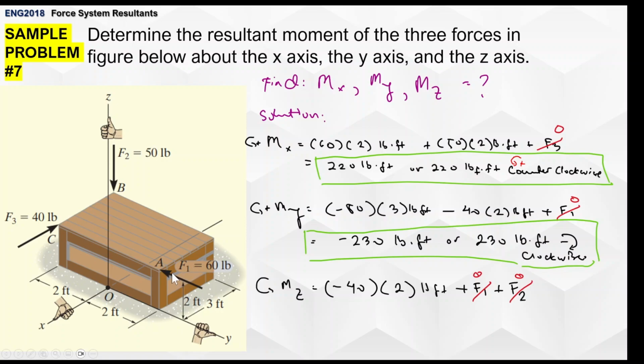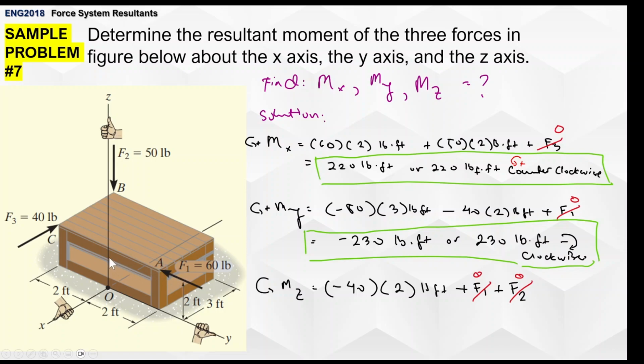And then we have F1 rotating about the z-axis. Fortunately, it's not gonna generate a moment since there is no perpendicular distance for F1 here, so F1 would cancel out. So it's only gonna be negative 40 times 2. I hope you understand that.